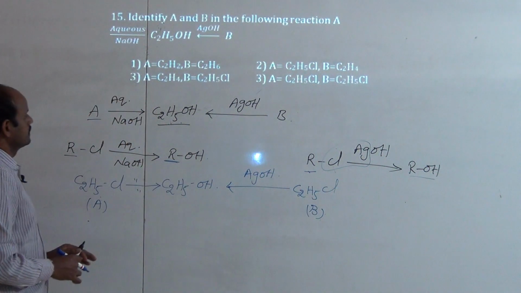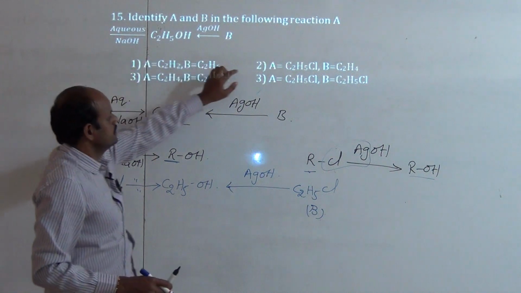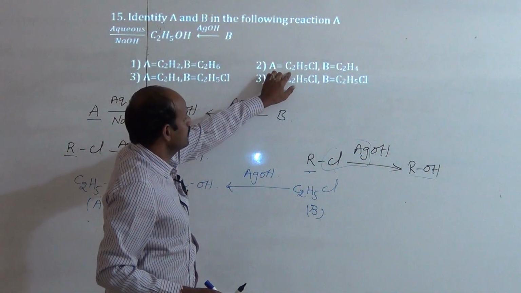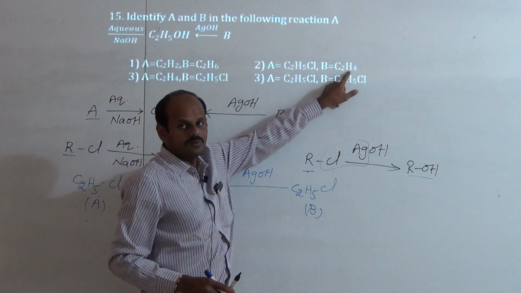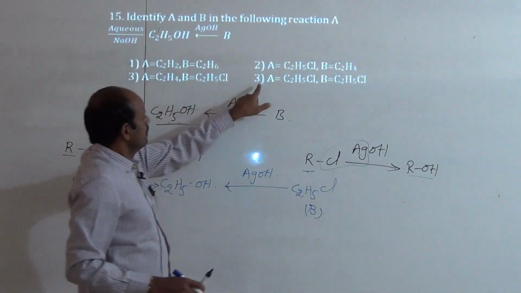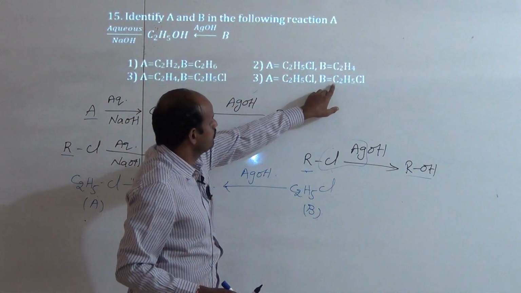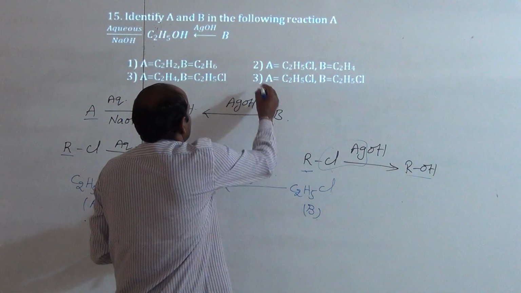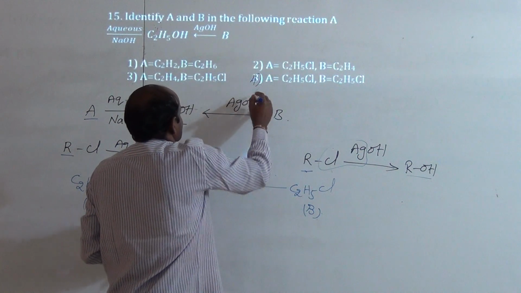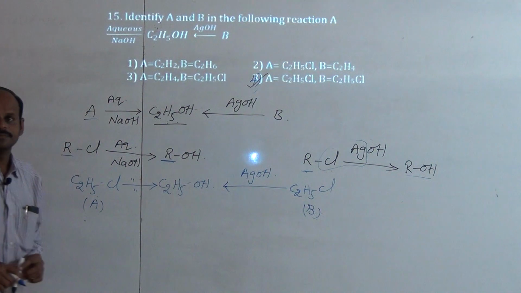So observe the options. Where are these two? First one C2H2 wrong. Second one A correct only, but B is given C2H4 only. That's wrong. And third option C2H4 wrong. It is the fourth option, C2H5Cl. B is also C2H5Cl. So it is the fourth option. So it is the answer. Okay.